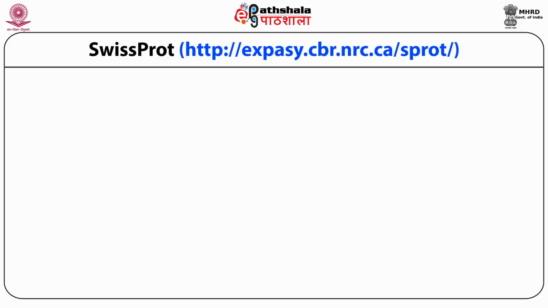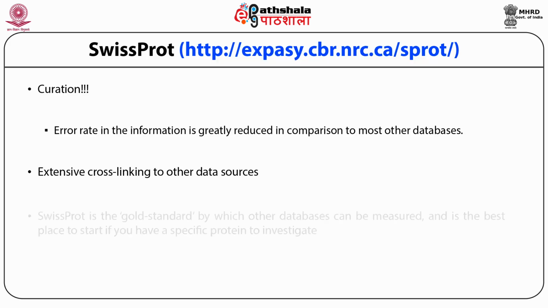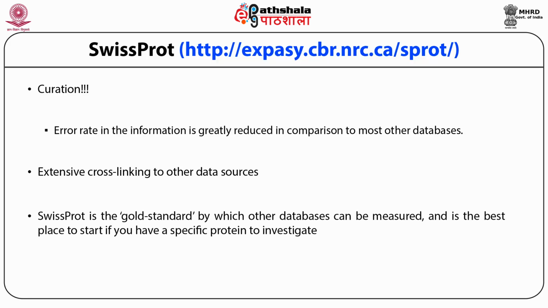We discuss SwissProt. It is present at expasy.org. It is actually a curated database, with extensive cross-linking to other databases. For example, if you have a protein sequence and you want to see how the same sequence is available on other websites, or if you want to know the network, then it is directly associated with the STRING database. So SwissProt is a gold standard by which other databases can be measured, and it is the best place to start if you have any specific protein to investigate.